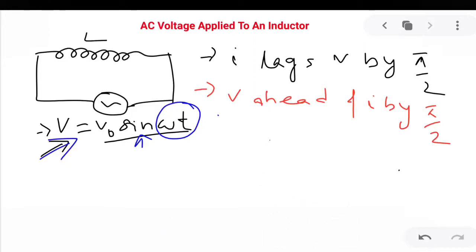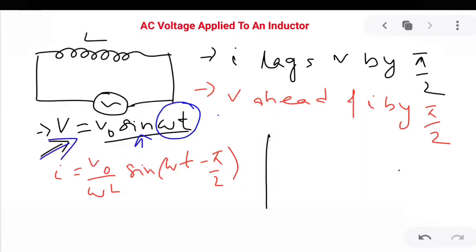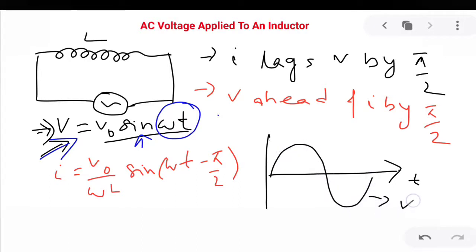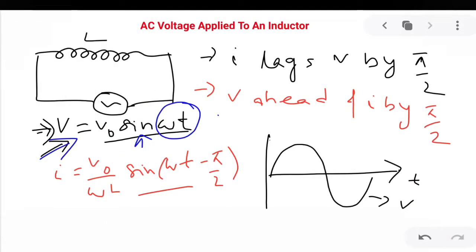See, this current is V naught by omega L sine omega t minus pi by 2. Okay, so let us see how the graph looks. So this is the time axis. Now see, voltage is V naught sine omega t, so we have to draw a sine curve. So this is for voltage. Now what about current? Current is sine omega t minus pi by 2. Okay, so it will start from this point.